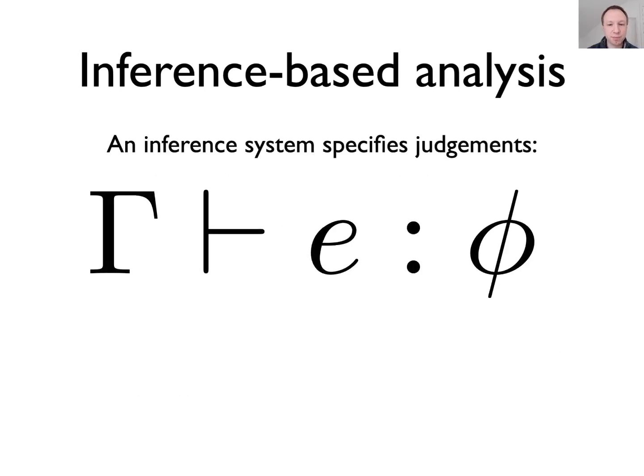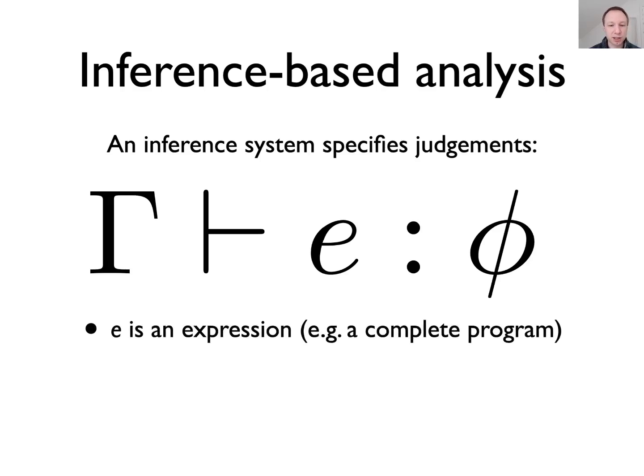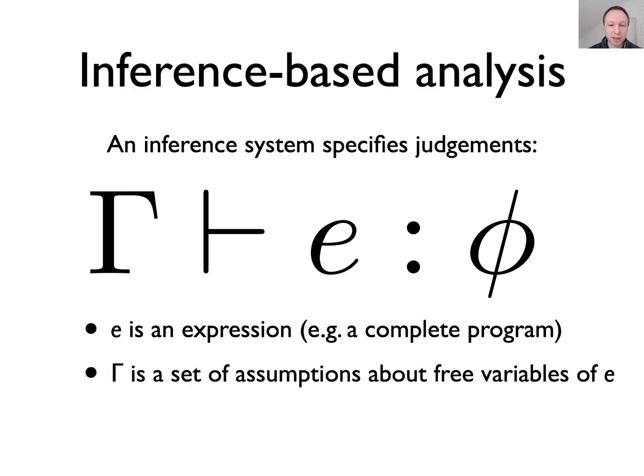So an inference system specifies judgments of this kind of form. Here, E represents an expression, which is, for example, a complete program, but it could be just part of a program, any expression within it. Gamma here is a set of assumptions about the free variables in E, and phi is a program property. So what we're saying here is that under the set of assumptions given in gamma, E is some expression that has the program property phi.